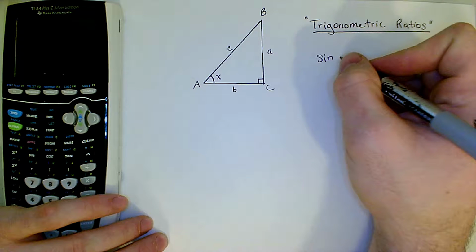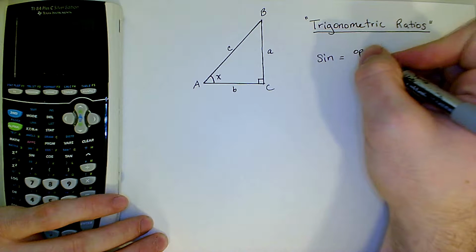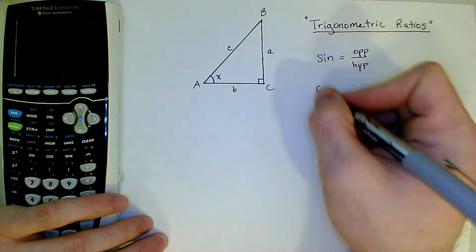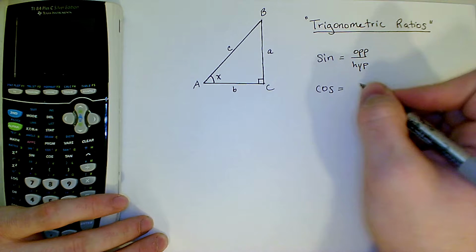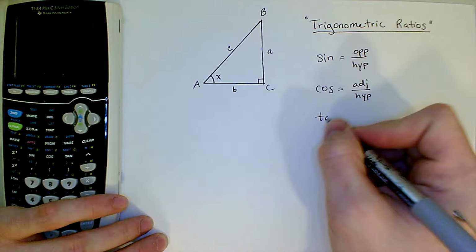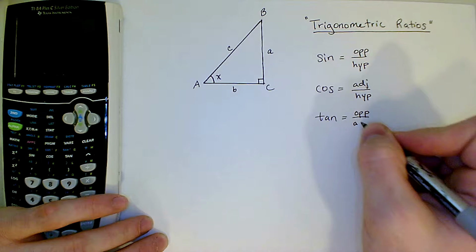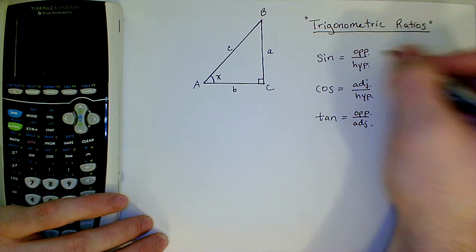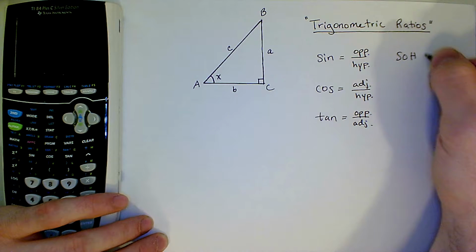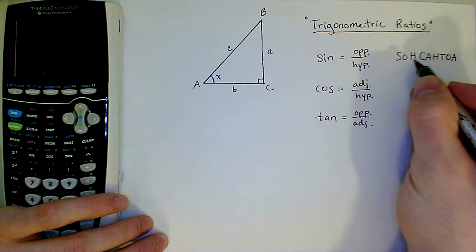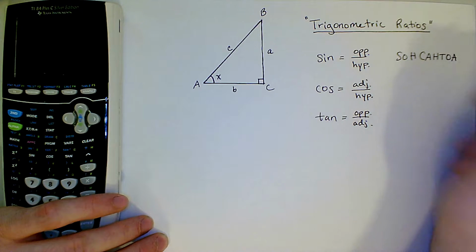Sine is the ratio of the opposite side of an angle that you're talking about over the hypotenuse of the triangle. Cosine is the adjacent over the hypotenuse, and tangent is the opposite side over the adjacent side. And we've got this little saying that you might have heard before. It's called SOHCAHTOA, and an easy way to remember that is some old hippie caught another hippie tripping on acid.